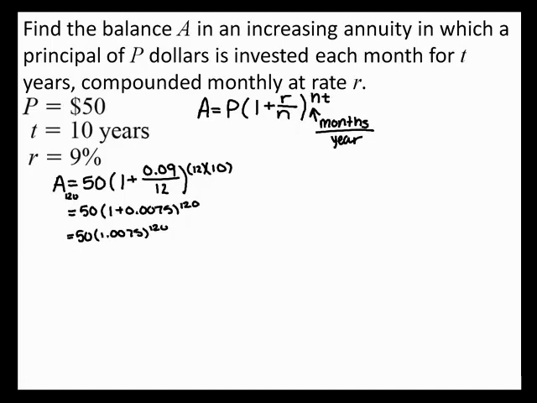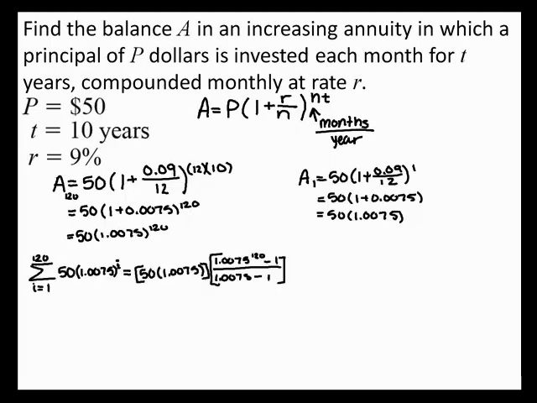Substitute 1 in for NT. Simplify 9/100ths divided by 12. Simplify 1 plus 75 10,000ths. You find that A sub 1 is equal to 50 times 1 and 75 10,000ths. Use the formula for the nth partial sum of a geometric sequence. Simplify 50 times 1 and 75 10,000ths, and simplify 1 and 75 10,000ths to the 120th.